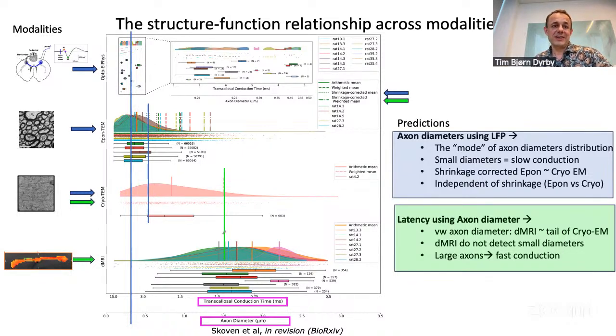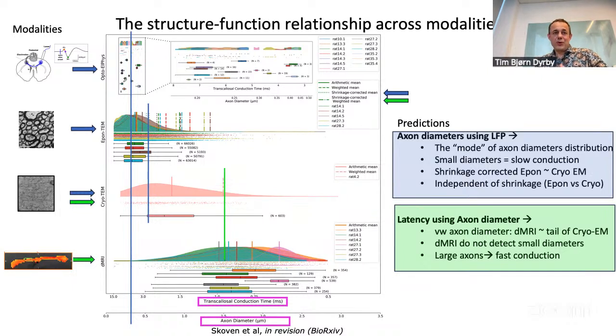But what we can also see when we compare is that for these large axons here, no matter what we do with shrinkage correction and whatever, the conduction velocities, the latencies measured here with LFP, do not match the diameters that we are measuring with MRI. So that means that MRI is measuring a different regime of conduction velocities than, for example, the LFP signals here are detecting.